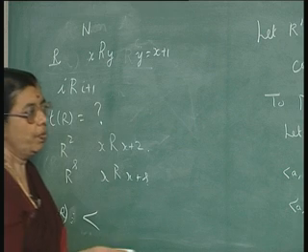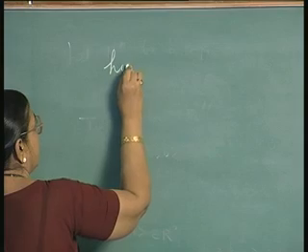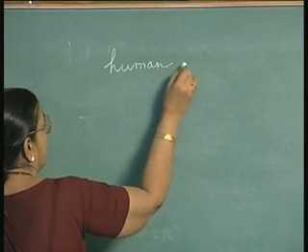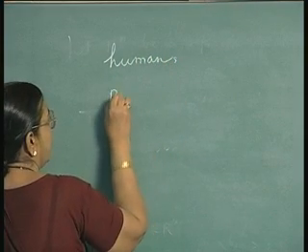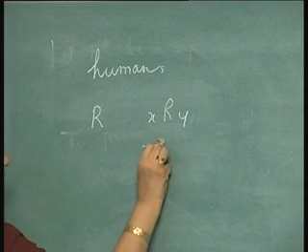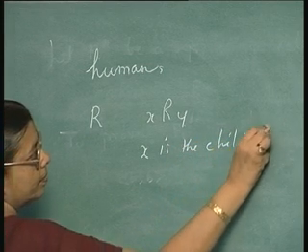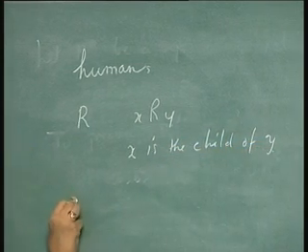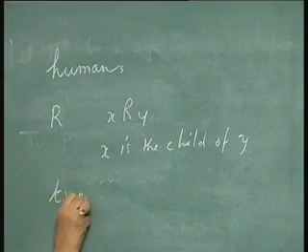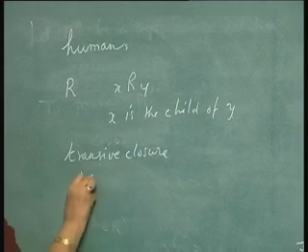Now, if you have this relation on the set of human beings, then R denotes the relationship x related to y: x is the child of y. Then what is the transitive closure of R? What is the TR?